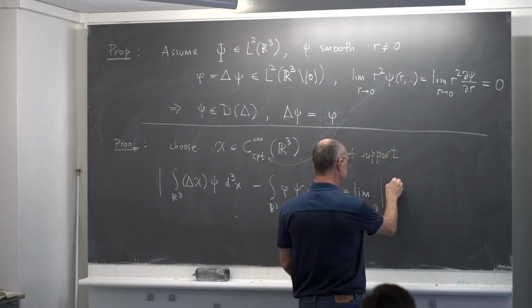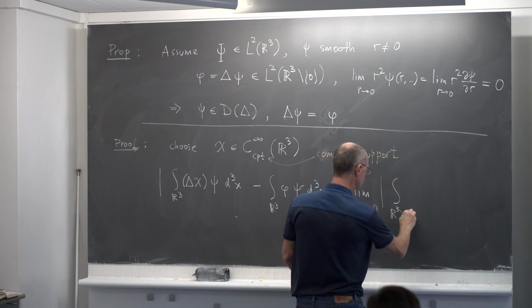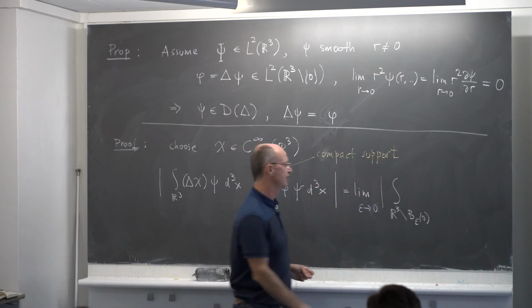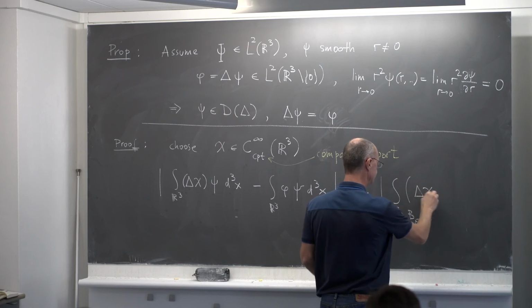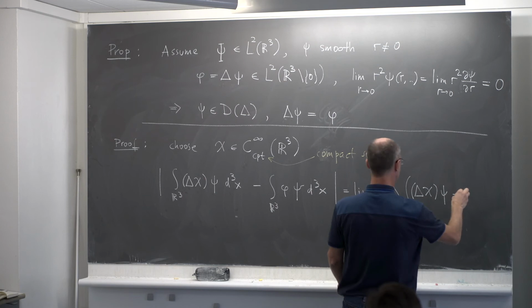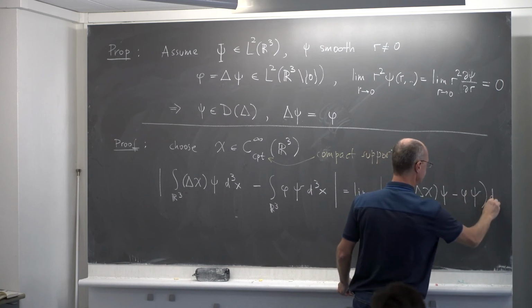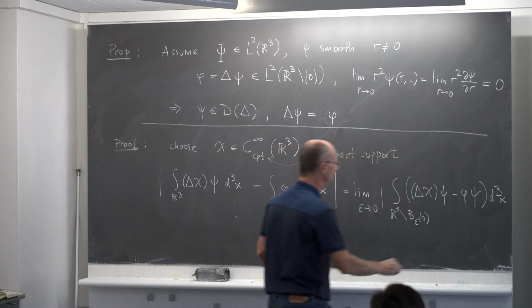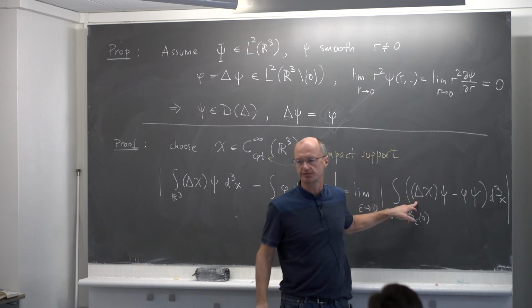Of the integral over R3 minus the ball of radius epsilon of Laplace chi psi minus phi psi d3x. Now those guys, they are all smooth.